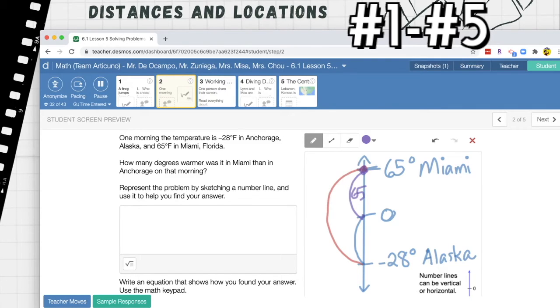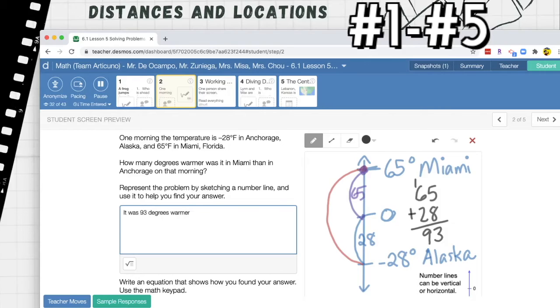Okay? Now let's take a look at the blue part. How far is it from 0 to negative 28? The answer is 28. Okay? Distance between 2 points is always positive. Distance is never negative. So now to figure out the answer, 65 plus 28, 93. Okay? So how many degrees warmer was it in Miami? It was 93 degrees warmer in Miami.